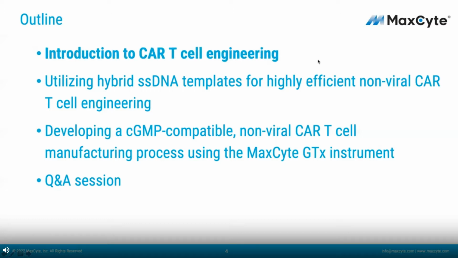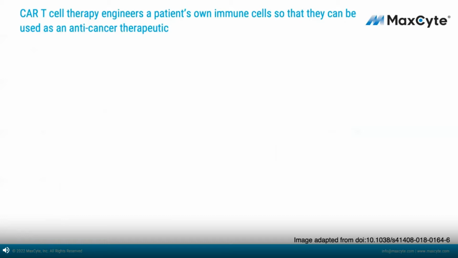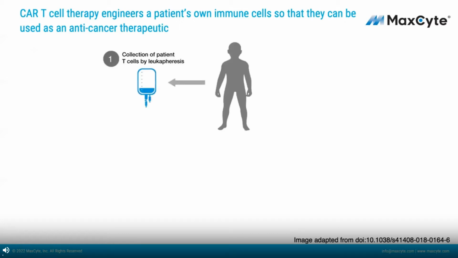So I wanted to begin with talking a little bit about what CAR T cells are and how they are made. So I'm sure that most of you here know this, but of course, CAR T-cell therapy is based around taking a patient's own immune cells and then engineering them in a way so that they can be used as an anti-cancer therapeutic. The basic way that this works is that you will have a patient with cancer and you will collect the patient's T cells via a process called leukapheresis.